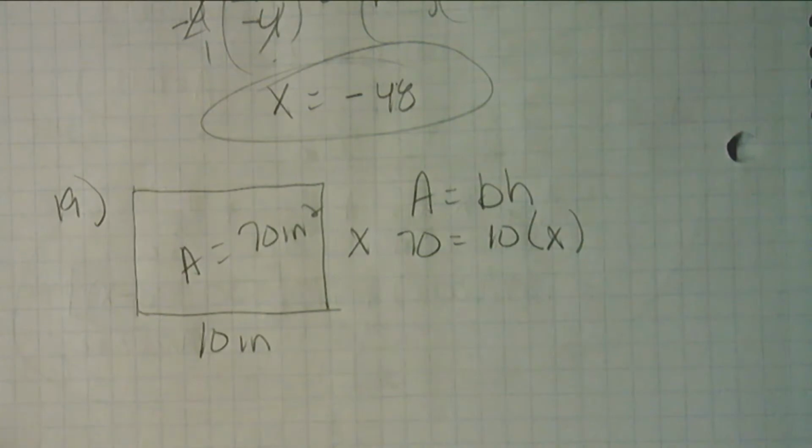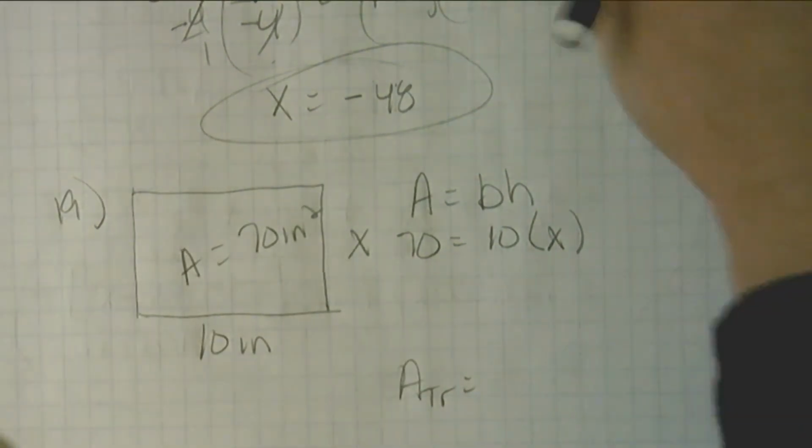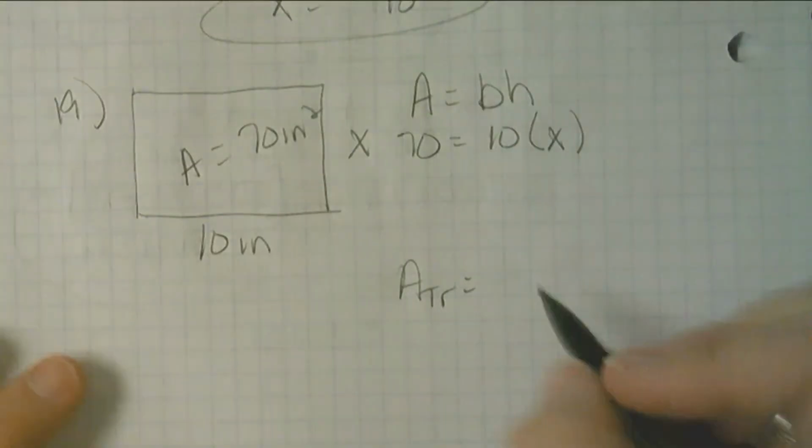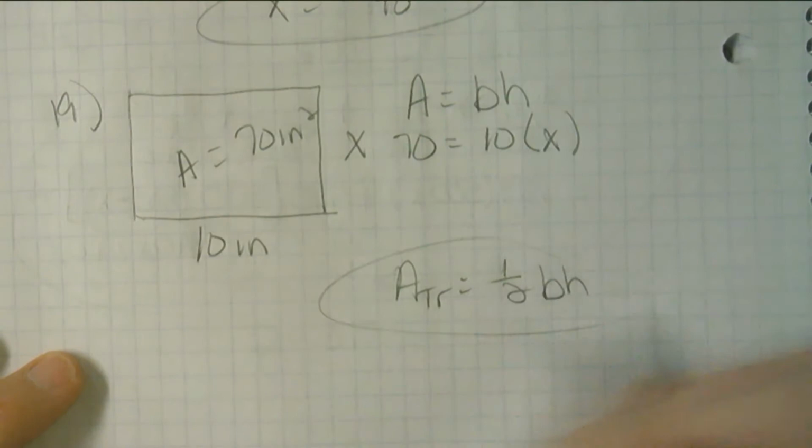With a triangle, how do I find the area of a triangle? These are ones I expect you to know. How do I find the area of a triangle? Danny? Yep, so 1/2 base times height.